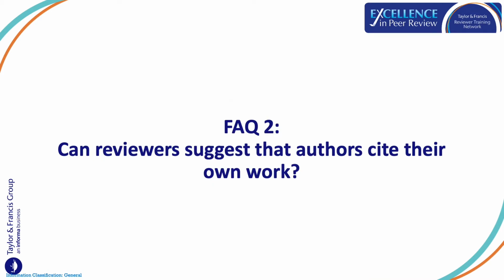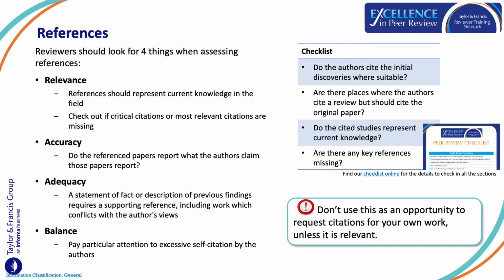The second question is, can reviewers suggest that authors cite their own work? To answer this question, you should know first how to assess the references of an article. When assessing references, the reviewer should look for four things. First, relevance. References should represent current knowledge in the field. Based on your own understanding of the research field, you should check if critical citations or most relevant citations are missing. The second thing is accuracy.